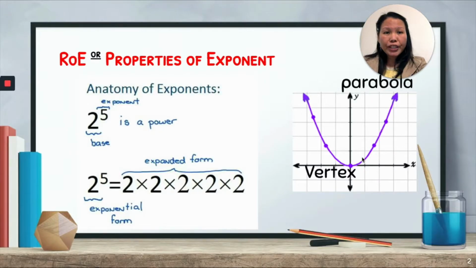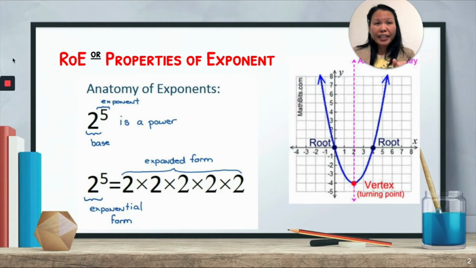And then vertex. Vertex is the point on the bottom right here of the parabola. We also call it the minimum point because it's the lowest point of the parabola. If it's upside down, then it becomes the maximum point because it's the highest point. Next word, expanded form or exponential form. Good.